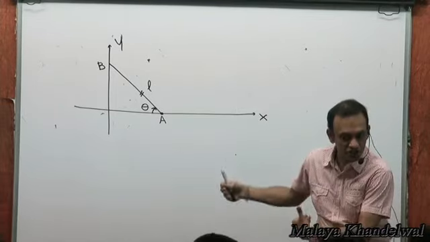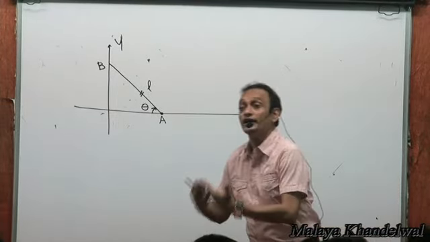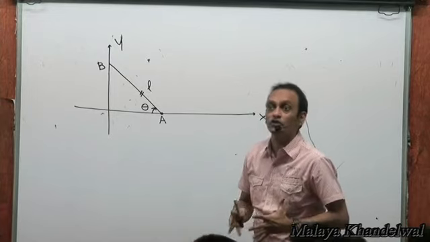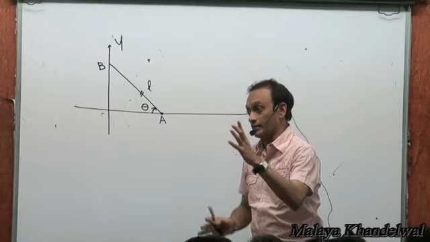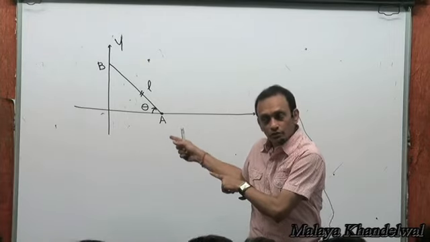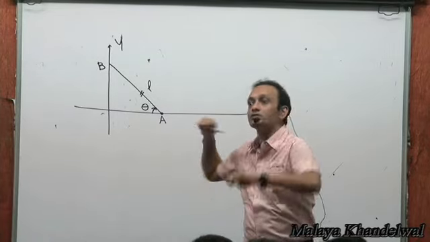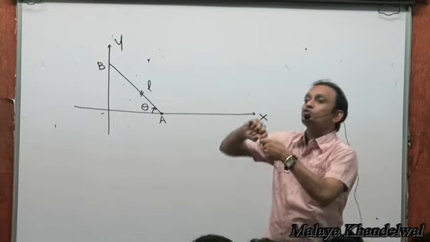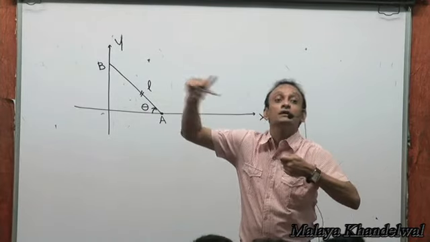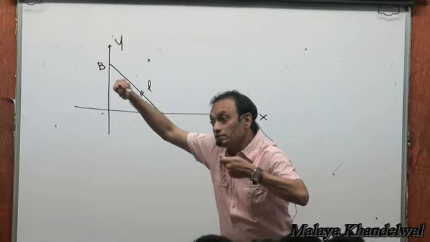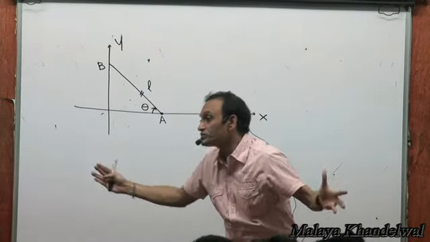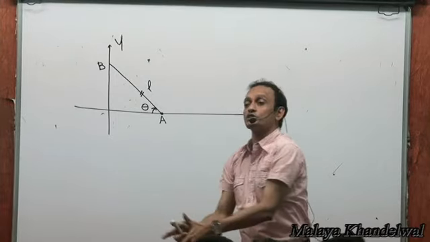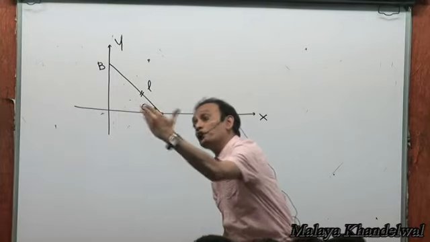The rate at which this theta changes with time would be a measure of the angular speed, because the angular speed is about how a body reorients itself with time. That's as far as a rigid body is concerned. For a particle, like I said, there is a position vector of the particle, and the position vector makes a certain angle with a certain reference line. The rate at which that angle changes with time would be a measure of the angular speed for a particle.